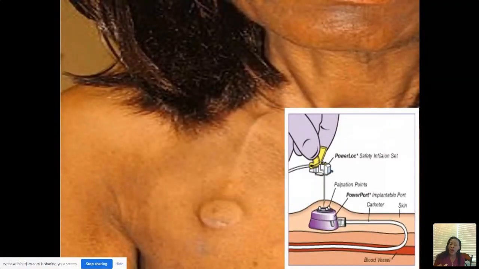Why? With the port, unlike your PICC, your tunneled, non-tunneled, this one we access and de-access. So I used to do TPN and chemos a lot in home health, where I would go to the client's home, and the majority of them had ports. Sometimes they would have a double port right next to each other, and we would alternate which one we use.